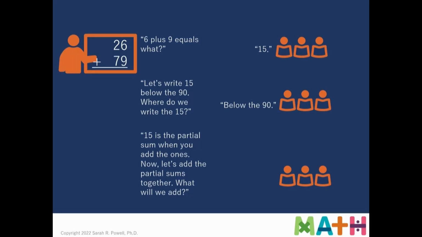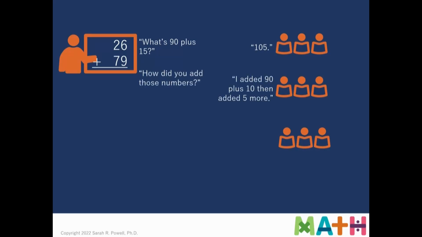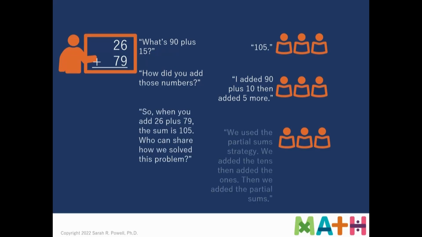And now that we have our partial sums, we will add the partial sums together. So what will we add? Here we would add 90 plus 15. And then as I finish this problem up, we talk about what does it mean to add 90 plus 15. We think about how did we add those numbers, and students may add them in different ways, so you might have different responses there. And then finally, I'd like the students to review, well, what did we do when we added 26 plus 79? And students do the review there.